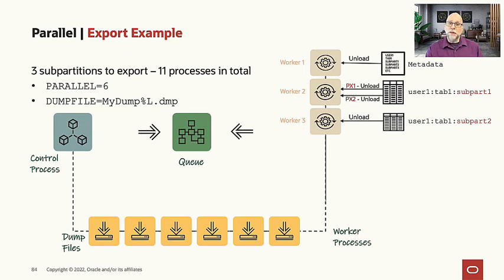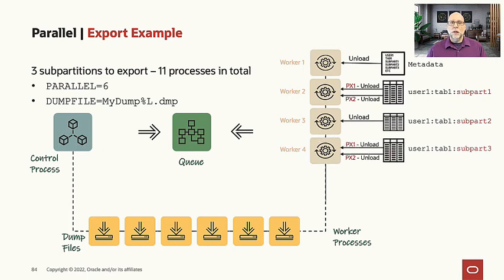And then the next subpartition might be smaller. Maybe it's below that threshold. So we have maybe 1 direct path unload of that subpartition. And then the third subpartition, again, is larger and takes advantage of 2 parallel processes. So that gives you the 6 active processes that the parallel 6 you specified for data pump asked for. You've got 4 PX processes and 2 worker processes, one on metadata and one doing direct path unload.